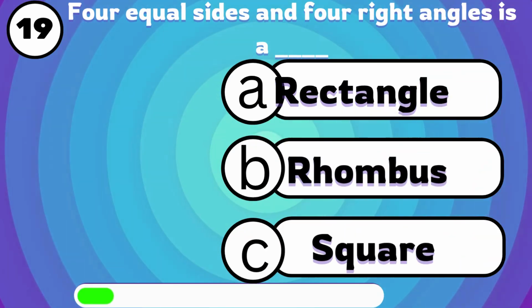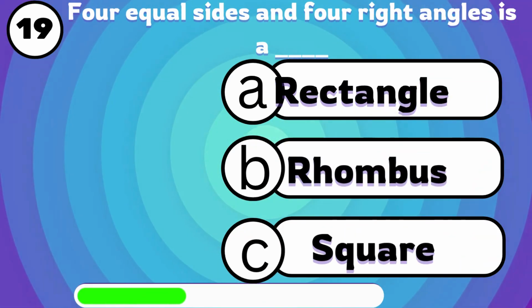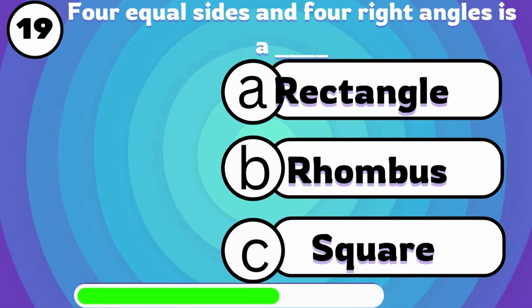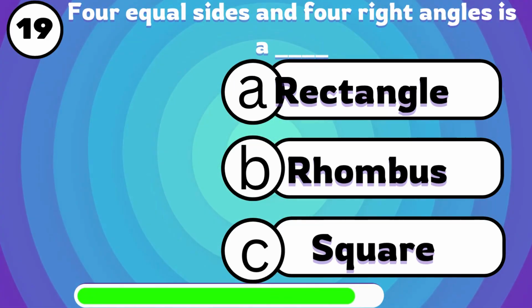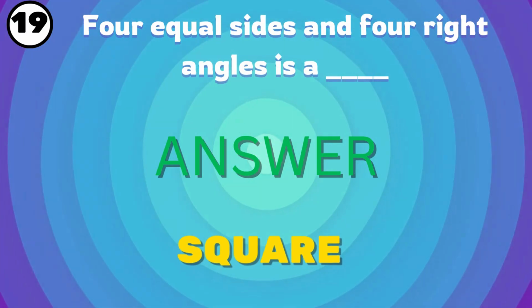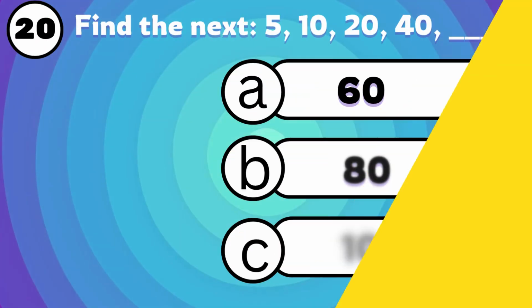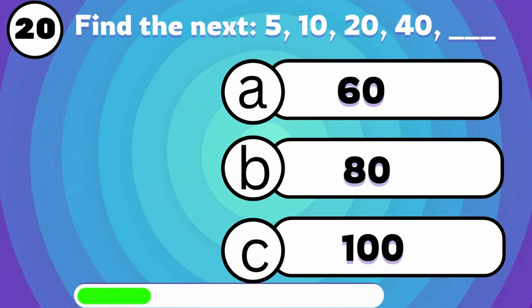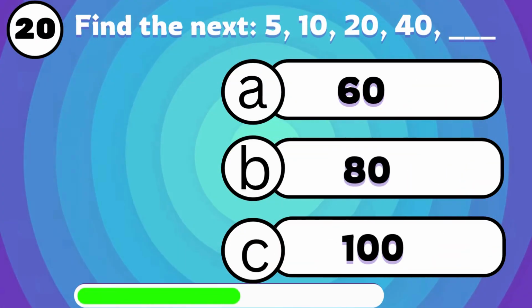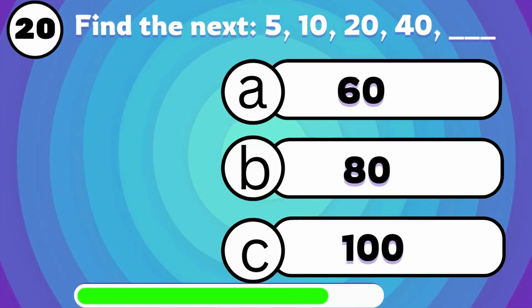The question is, 4 equal sides and 4 right angles using underscore. The question is, find the next: 5, 10, 20, 40, underscore.